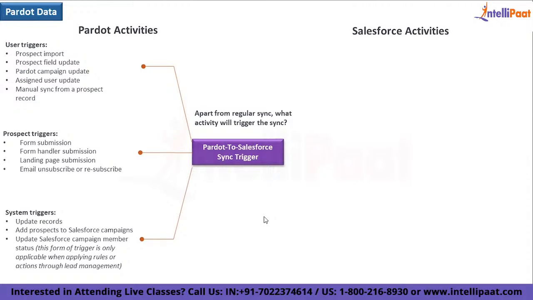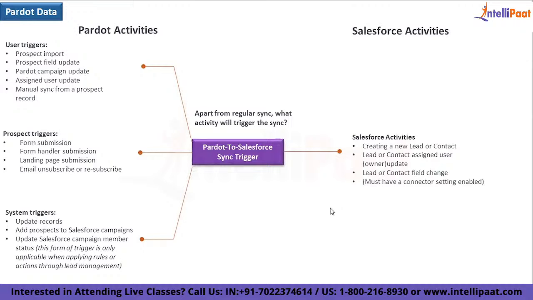So there will be a trigger or sync trigger. Now on the Salesforce side, there are fewer. Whenever a new lead or contact is created, or a lead or contact is assigned, or a lead or contact field changes, there must be a connector setting enabled. This connector setting is very much mandatory for a sync. Now when this activity happens, again there will be a movement of sync between Salesforce and Pardot. So this is about the sync trigger.